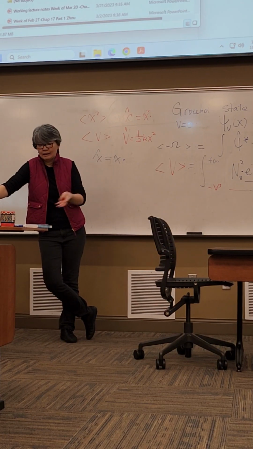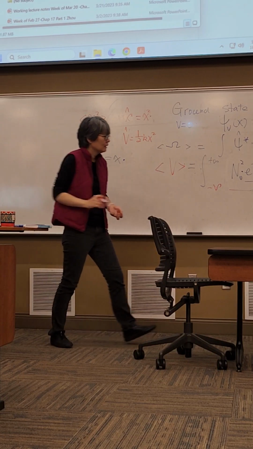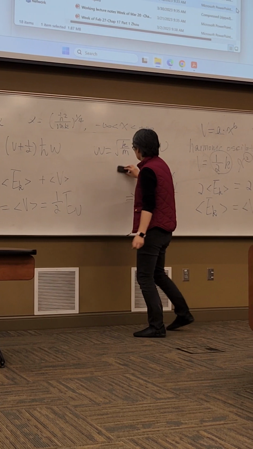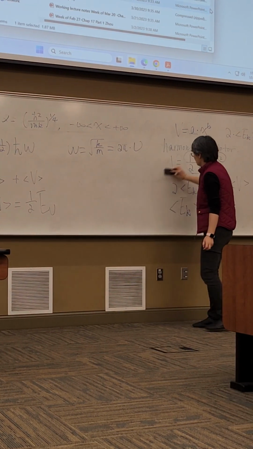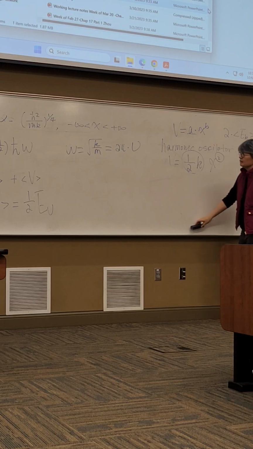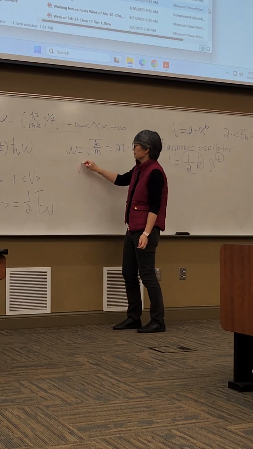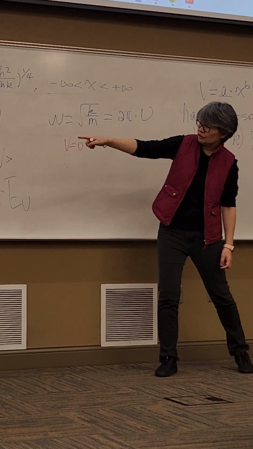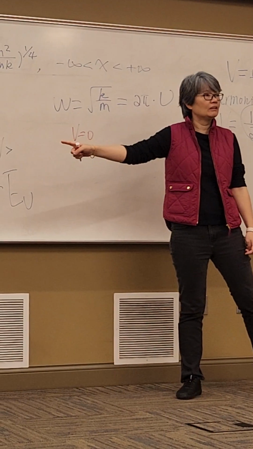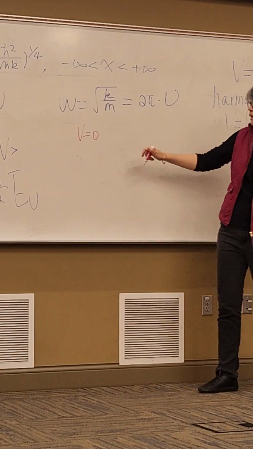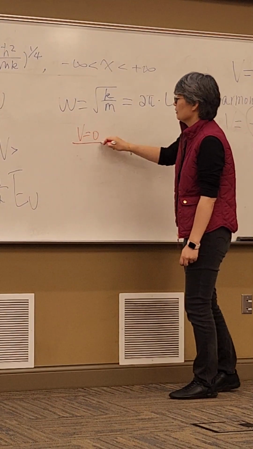Okay, in that case, I want you to tell me the value for the average kinetic energy or the potential energy for the system at the ground state. You can do the integral right there, but if I want to take a shortcut using the theorem, for the ground state, this is the quantum number, ground state.